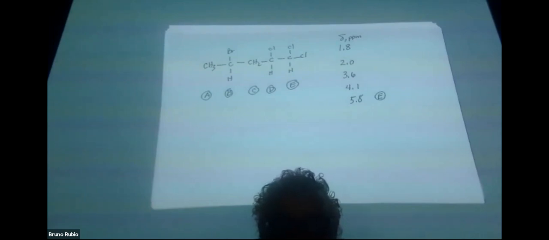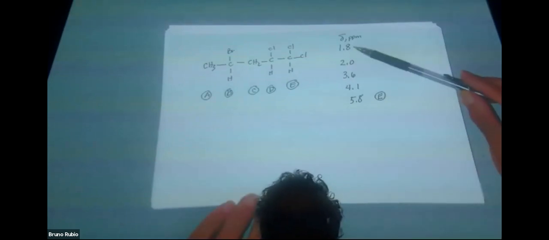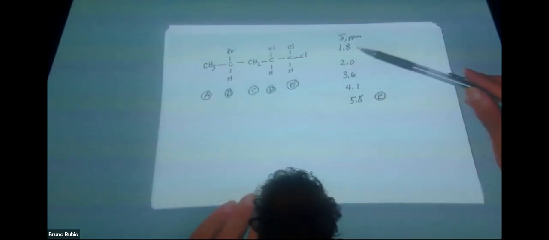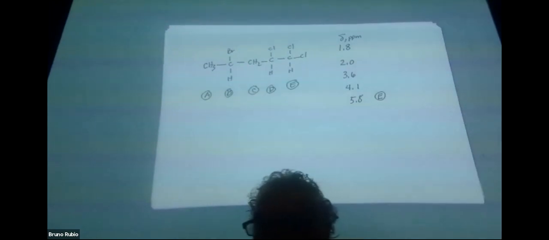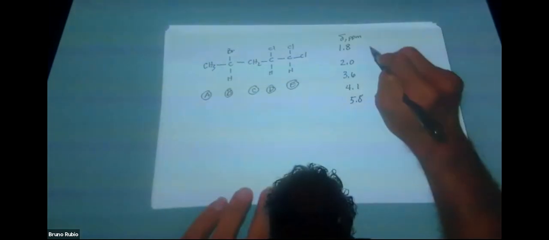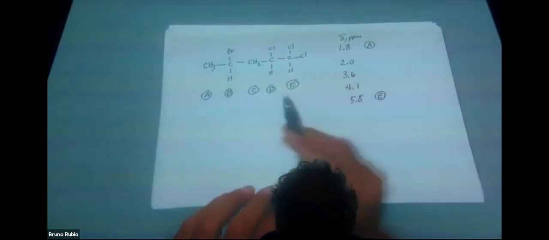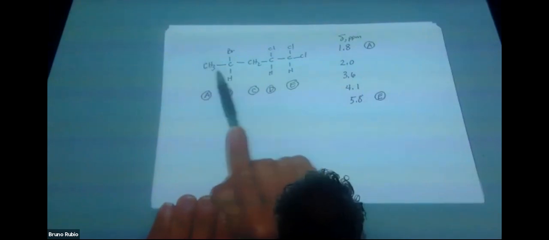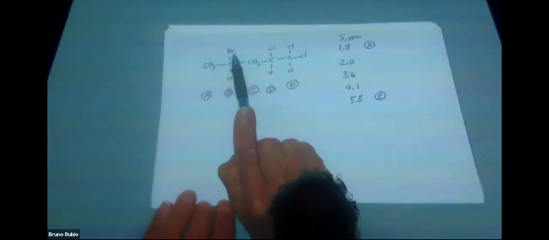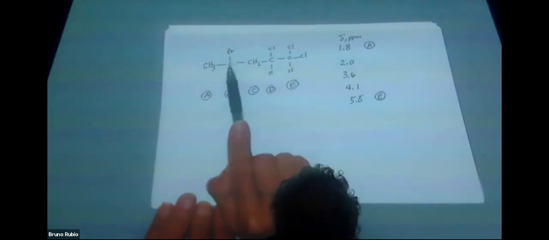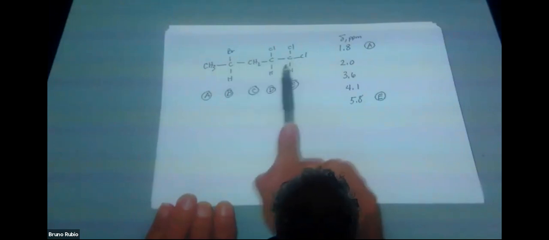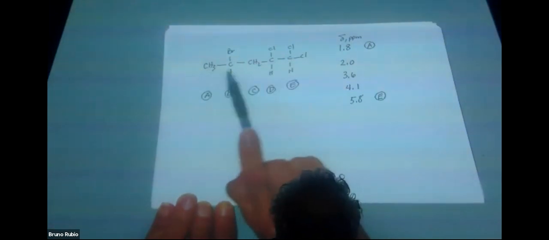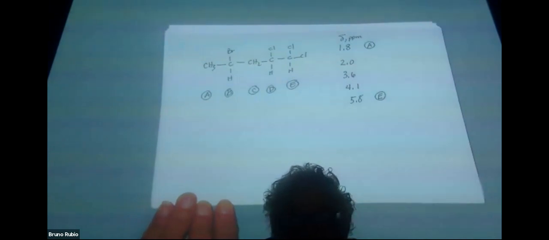Okay, so how about let's try for the 1.8, right? So this one I think also might be easy. Which one is the 1.8 guy? That will be A, because the A protons are 1, 2, 3 bonds away from bromine. Bromine is electronegative, but it's not as electronegative as chlorine. And most of these other protons are closer to chlorine. And also these protons are 3 bonds away from that electronegative atom.